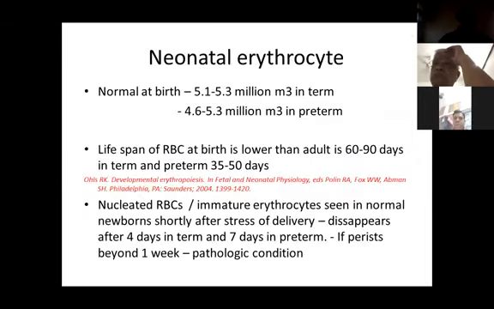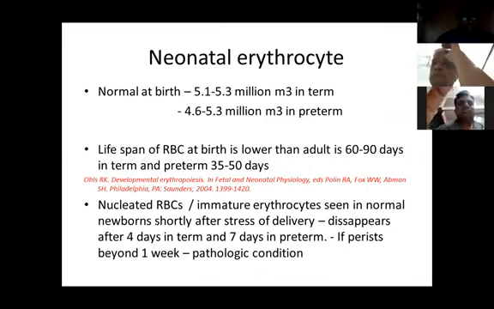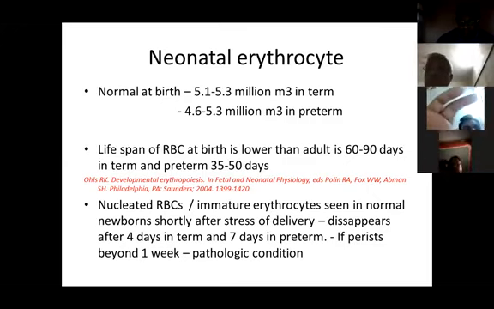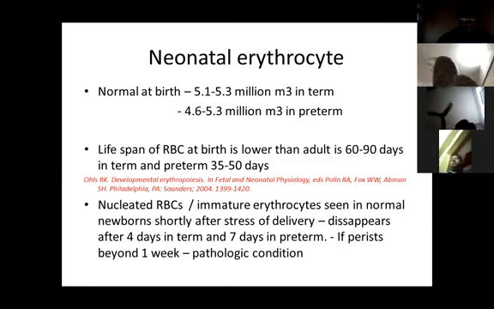So now we should know a few points about neonatal erythrocytes. The normal RBC count at birth is 5.1 to 5.3 million per cubic millimeter in term babies. In preterm, it is 4.6 to 5.3 million per cubic millimeter. For RBC lifespan, in adults we already know it is 90 to 120 days. In a term baby, it is 60 to 90 days. And in the preterm, it is 35 to 50 days. Nucleated RBCs are immature erythrocytes seen in normal newborns shortly after the stress of delivery. They usually disappear by 4 days in term and 7 days in preterm. If they persist beyond 1 week, then it suggests that there is some pathology.